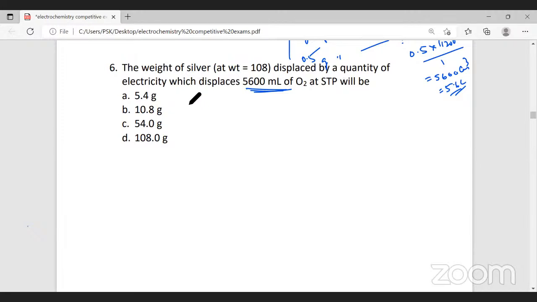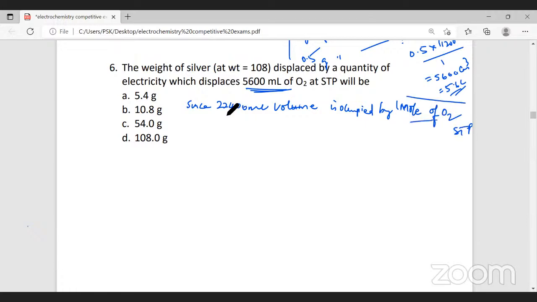Now, we know that 22,400 ml volume is occupied by 1 mole of oxygen. This is nothing but molar volume, oxygen at STP. So the volume occupied by 1 mole of oxygen is 22,400 ml. Therefore, they've given 5,600 ml, or volume will be occupied by how many moles? It'll be 5,600 into 1 divided by 22,400. It'll be 0.25 moles. 1 by 4, that's nothing but 0.25 moles.